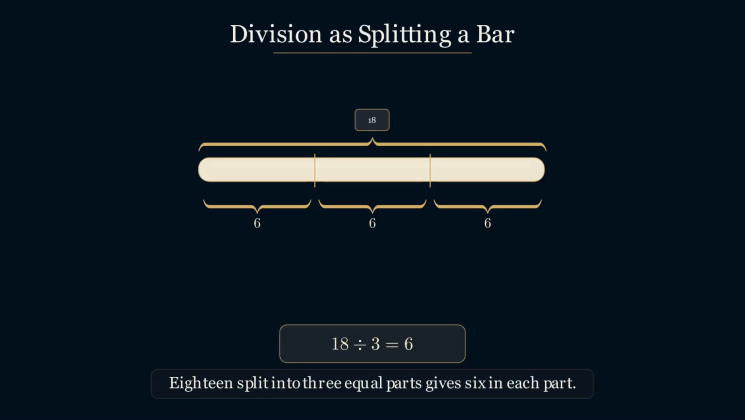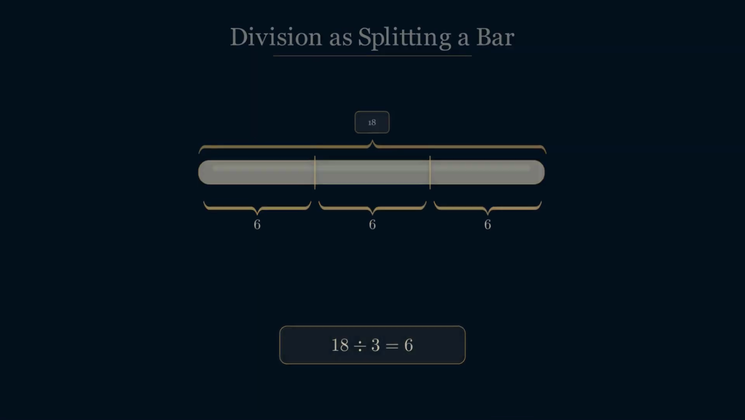This is the same division idea in a different form. Counters show individual objects. A bar shows a continuous total. In both cases, division splits a total into equal parts.